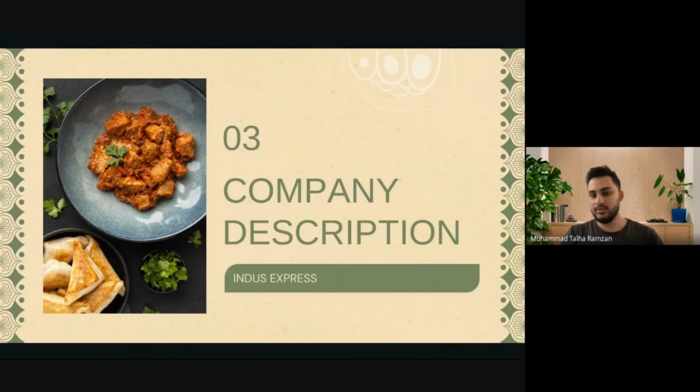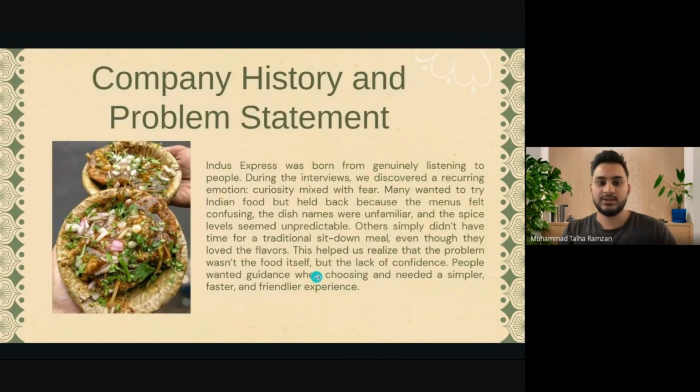All right, we're going to talk about the company description a little bit. So how did Indus Express's idea come into being? It was formed by listening to people. We did a feasibility analysis and listened to people for our design thinking. We listened to people around us, students, some professionals, and we came up with this idea of having authentic Indian food, but not like a traditional restaurant, rather a fast food style authentic Indian food.